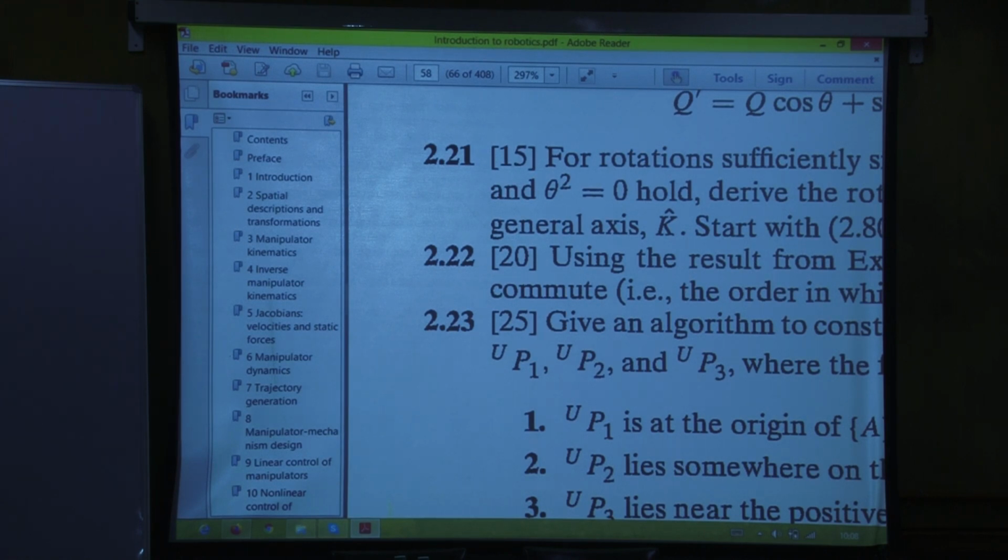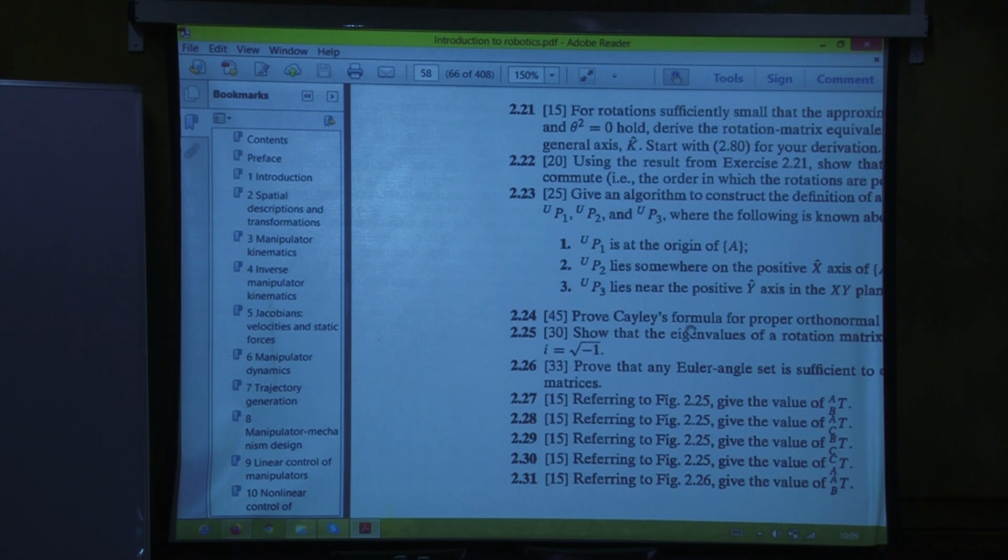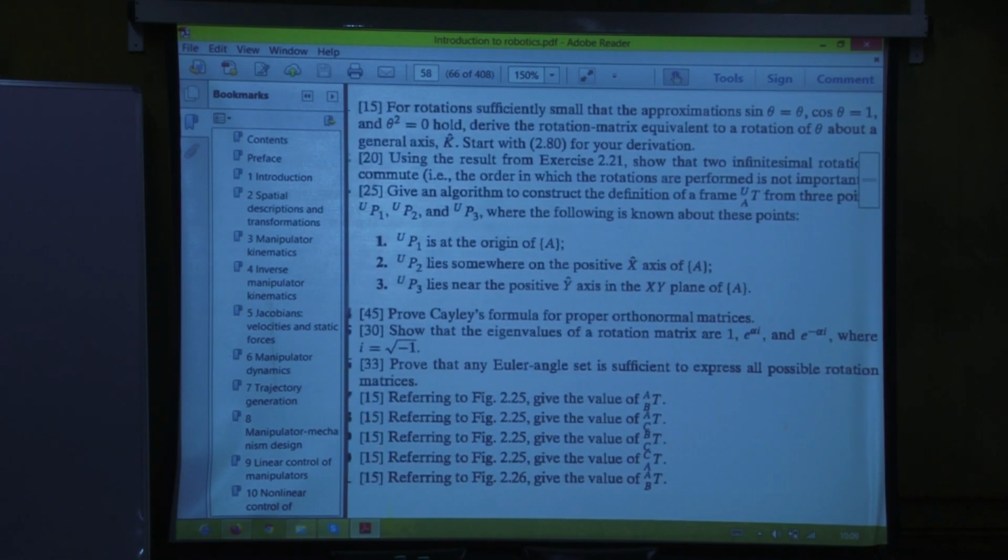Now something that is interesting here is that after each question, you will have a number. Anybody knows what the number is? So there is chapter number 2, question number 22. After that, there is a number 20. Then there is again chapter 2, question number 23. Then there is a 25 there. What is this one?